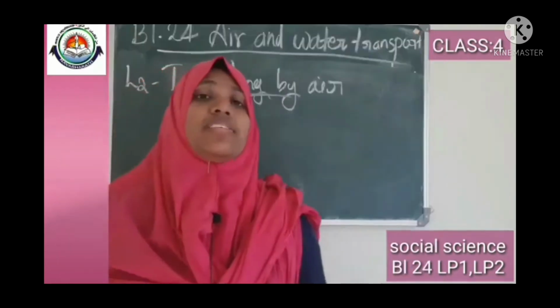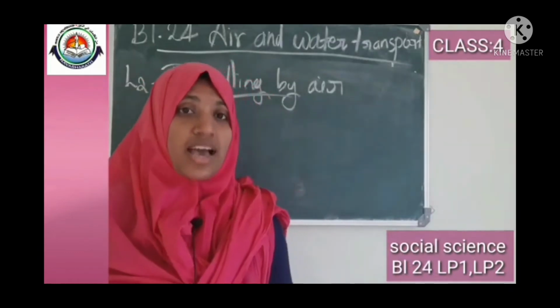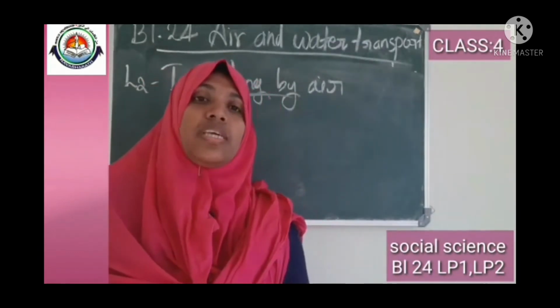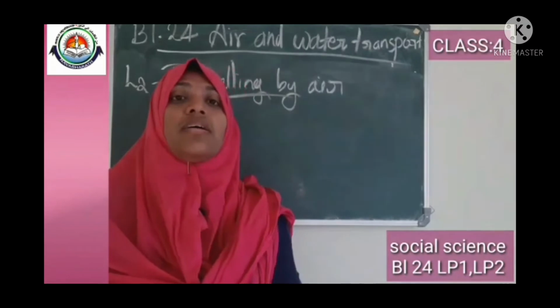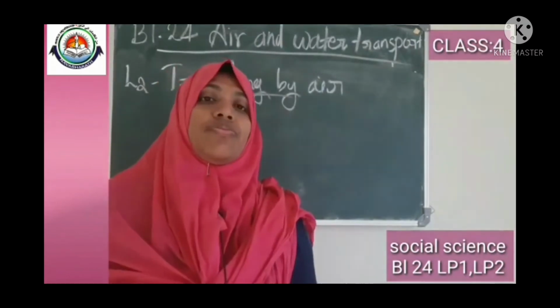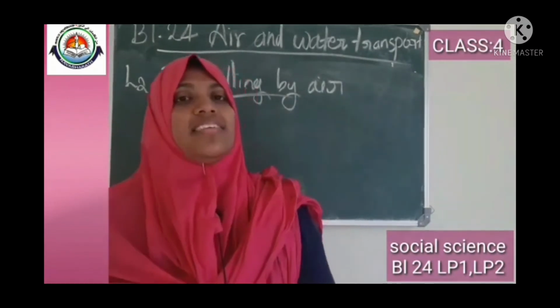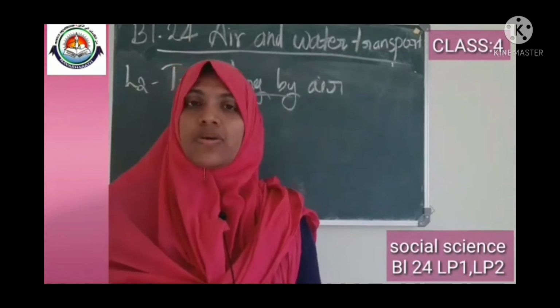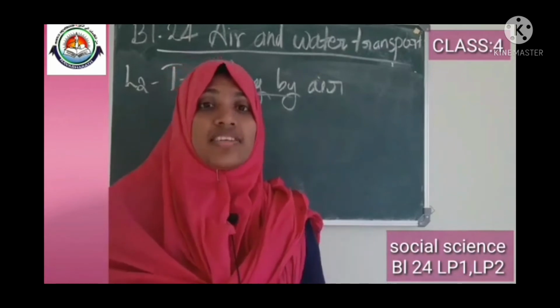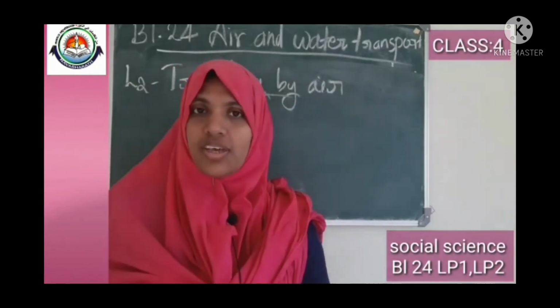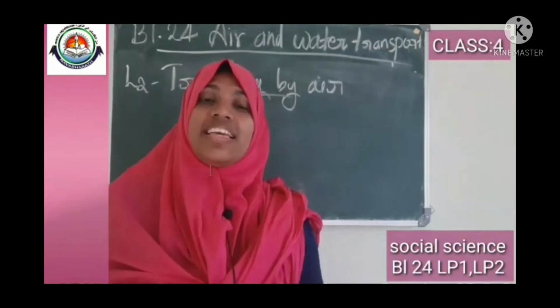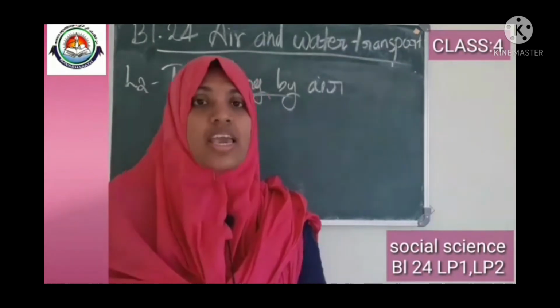Here we have read some situations. The first situation: Ali. He wants to go to Chennai and come back to Delhi. Which transport will he take? Ali can take an aeroplane because it is the fastest mode of transport. He can travel easily and faster by aeroplane.